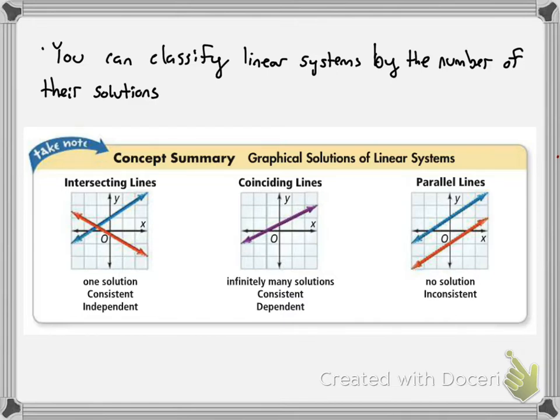In Algebra 2, the vocab that we're going to use for this is if it has one solution, that's considered consistent independent. If I have infinitely many solutions, I would call that a consistent dependent system. And finally, for parallel lines, you would call that an inconsistent system.